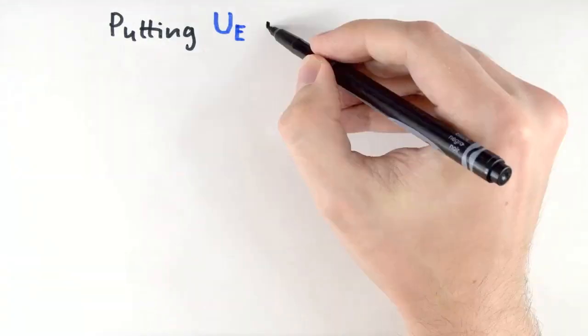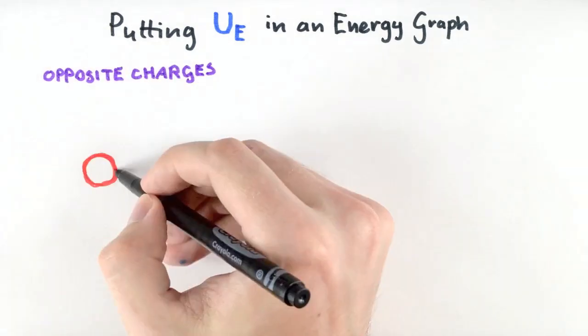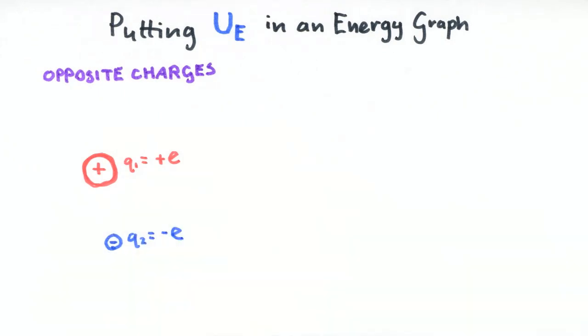Let's apply our knowledge of energy graphs to gain some understanding of how to use electric potential energy in the context of the energy principle. First, consider the case where we have opposite charges. For concreteness, say a proton and an electron. Here, clearly, the electric interaction is attractive.